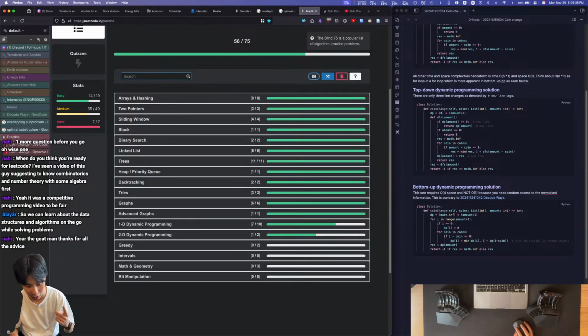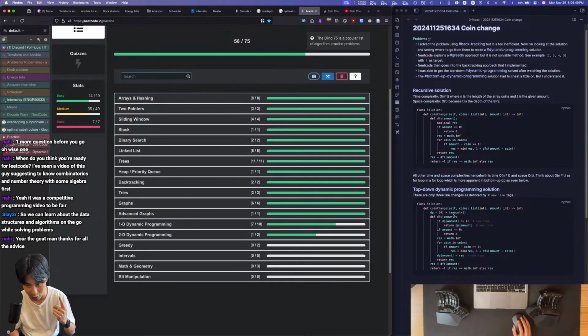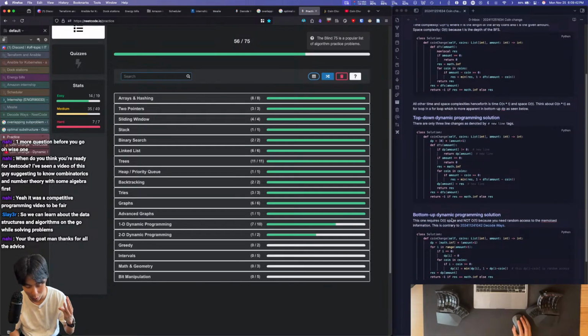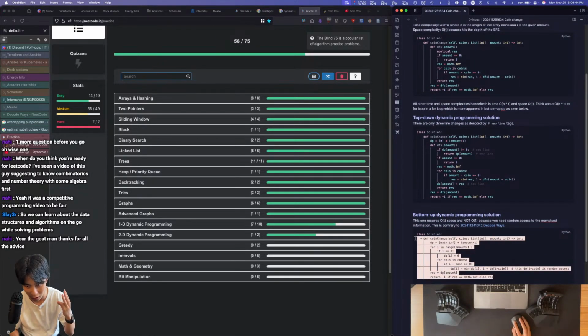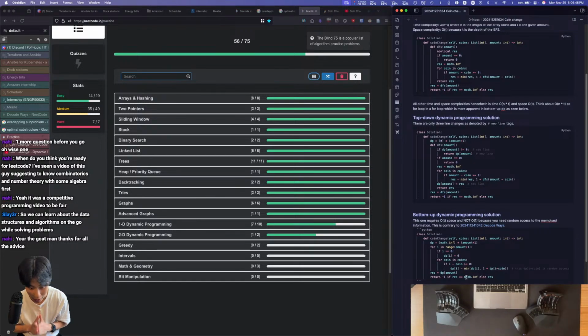That's finished one question on dynamic programming. We understood the recursive solution, the top-down approach, and then the bottom-up approach, the simplest looking approach. I'm pretty happy with that.